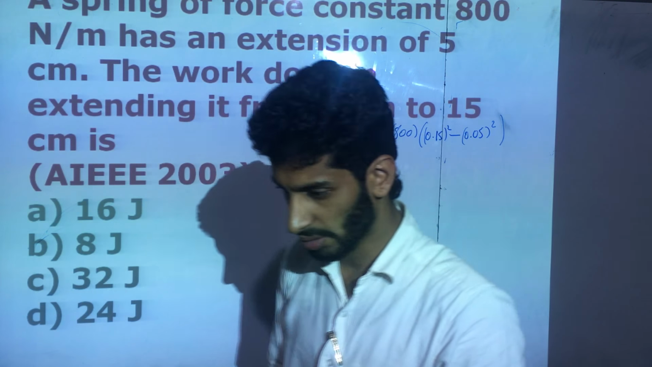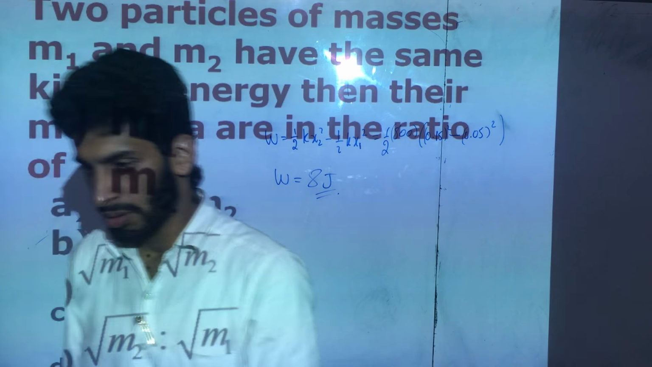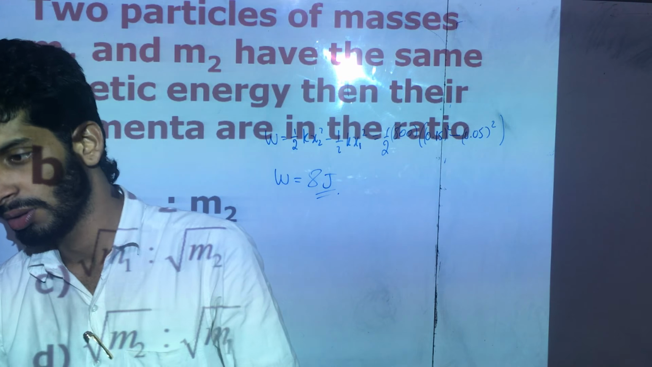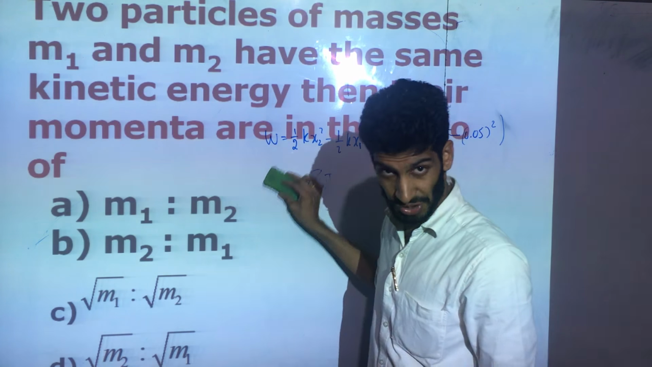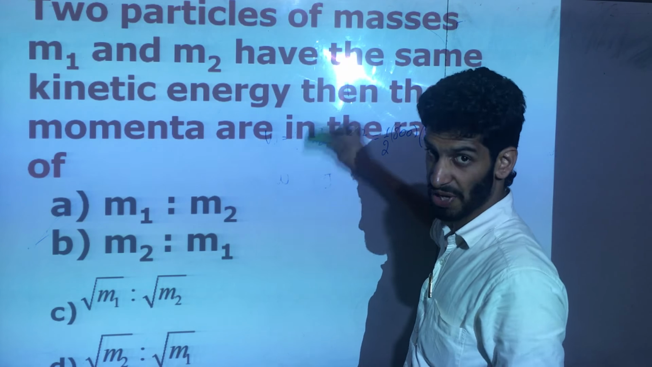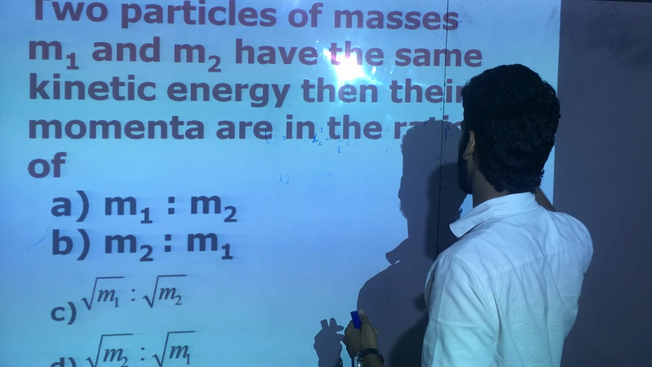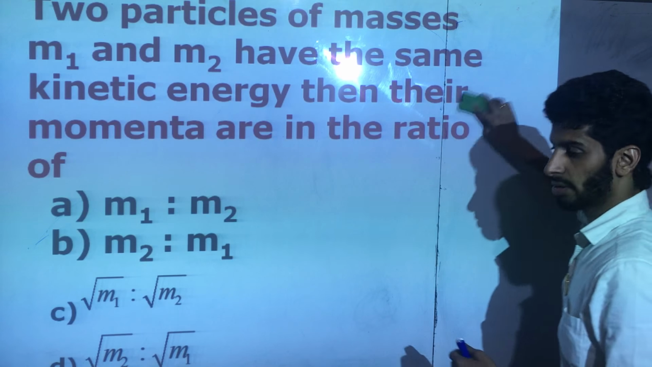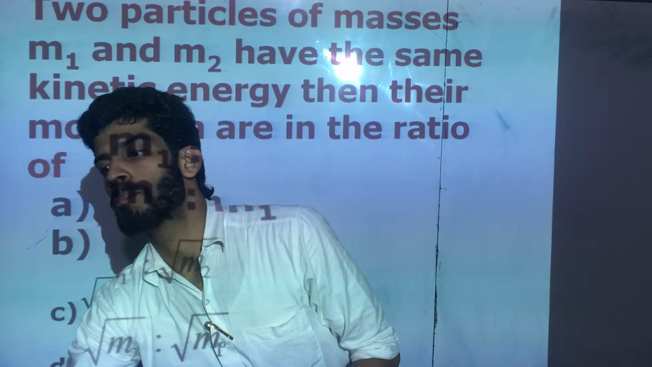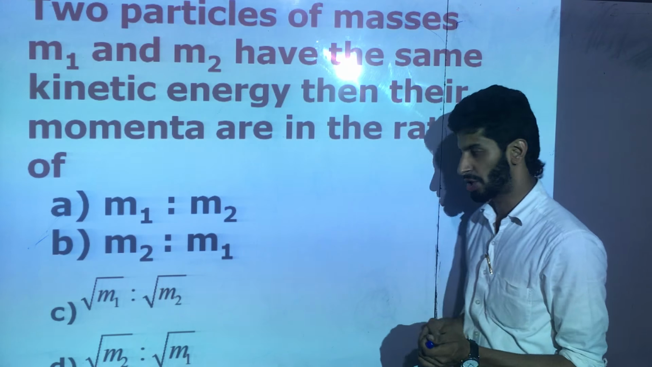Go to the next question. You've got two particles, masses m1 and m2. They have the same kinetic energy. Last time it was a case of the same momentum; this time they have the same kinetic energy. The momenta are in the ratio.